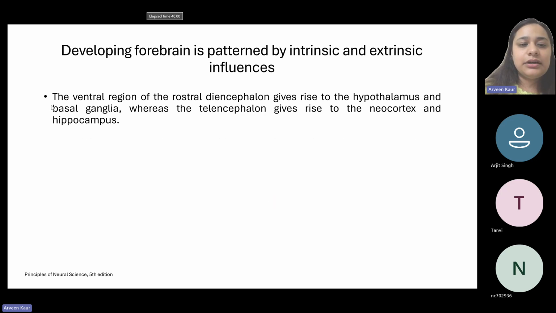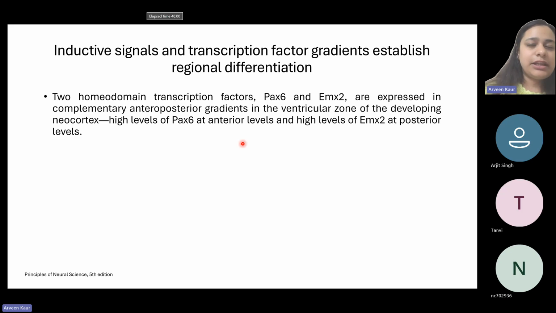Then again, the ventral region of the rostral diencephalon gives rise to hypothalamus and basal ganglia, whereas the telencephalon gives rise to neocortex and hippocampus, right? So these are brain areas that we have already understood. So you have already gone through this. You do not need to remember this. It is just for your understanding that I am telling this, right?